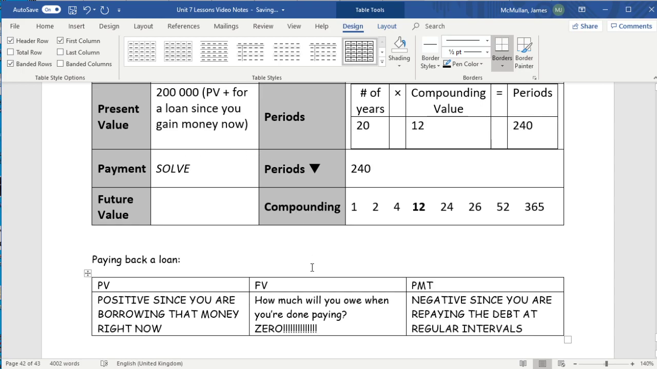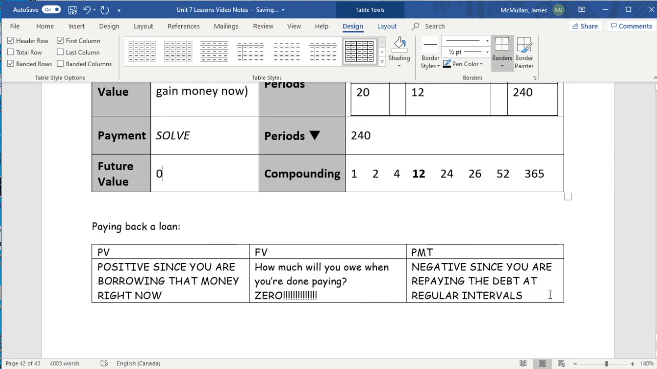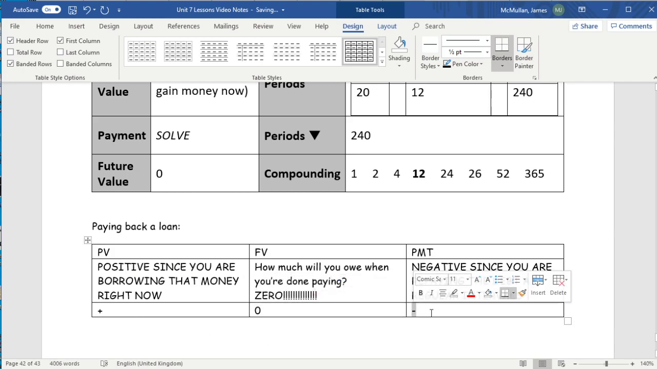So when you're paying back a loan, future value is 0 because the idea is you've used all these payments to reduce your loan down to 0. So when you see PV positive, FV 0, PMT negative, you should recognize that person is paying back a loan. They gained a bunch of money today so that they will have nothing in the future, because they're paying it back regularly over time.